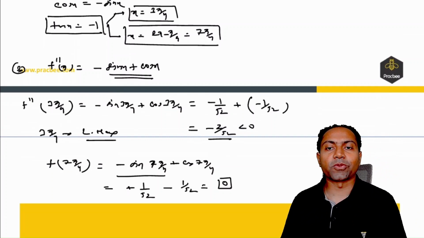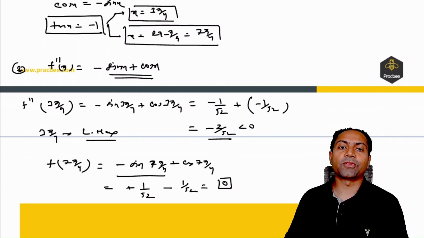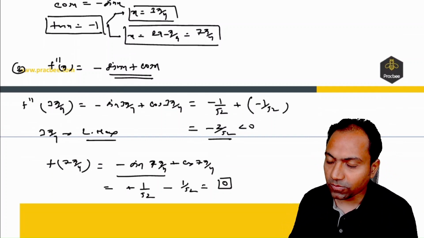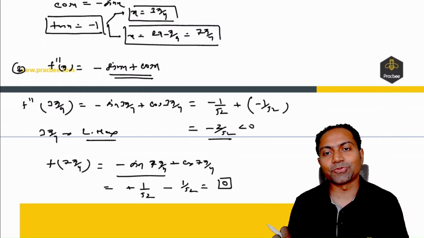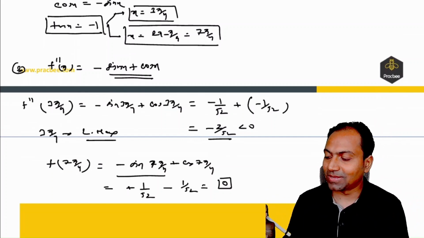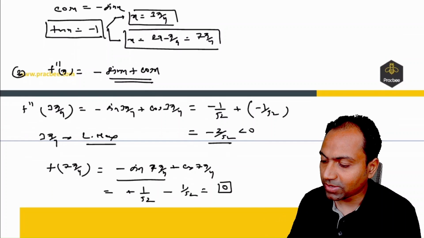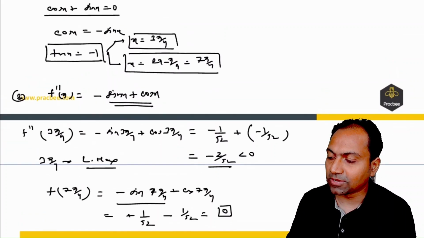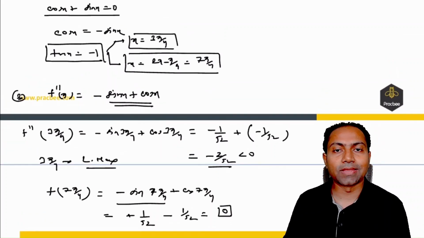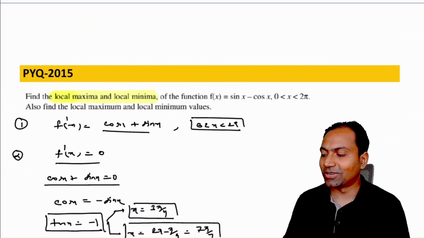Now since this point is coming out to be 0, it is neither a point of local maxima nor a point of local minima. What will happen to this point, we'll see later on. But this is what it is. So if I try and figure out the point of local maxima, it is nothing but 3 pi by 4. And that is the only point that we are getting in the duration of 0 to 2 pi.